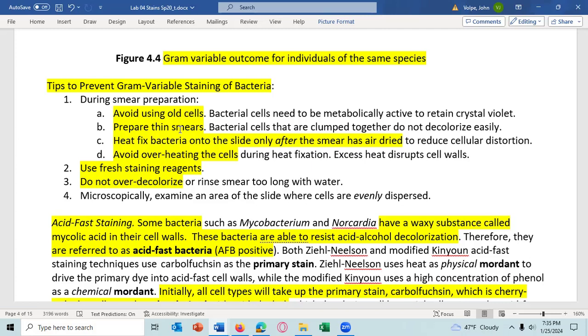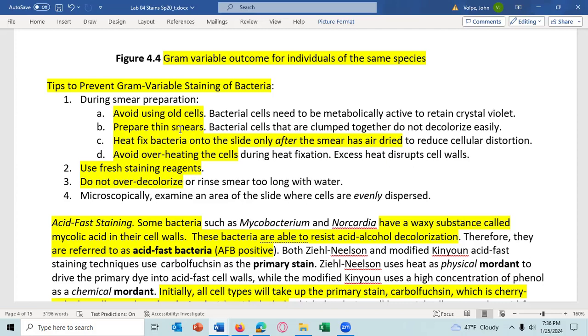If you heat fix the bacteria before the cells air dry, you will cause water to evaporate, and that can come out of the cell, destroying the cell wall. Avoid overheating the cells during heat fixation, because the heat can disrupt the cell wall as well. Obviously, use fresh staining reagents to prevent a gram variable reaction.